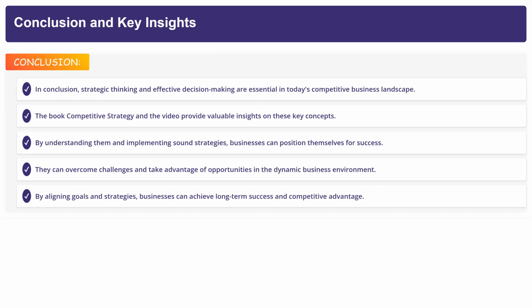In conclusion, strategic thinking and effective decision-making are essential in today's competitive business landscape. The book Competitive Strategy and the video provide valuable insights on these key concepts. By understanding them and implementing sound strategies, businesses can position themselves for success. They can overcome challenges and take advantage of opportunities in the dynamic business environment. By aligning goals and strategies, businesses can achieve long-term success and competitive advantage.